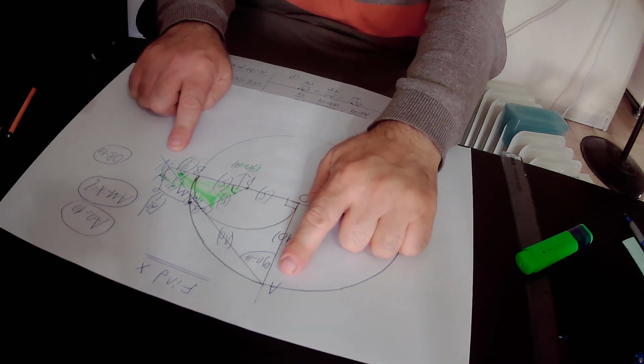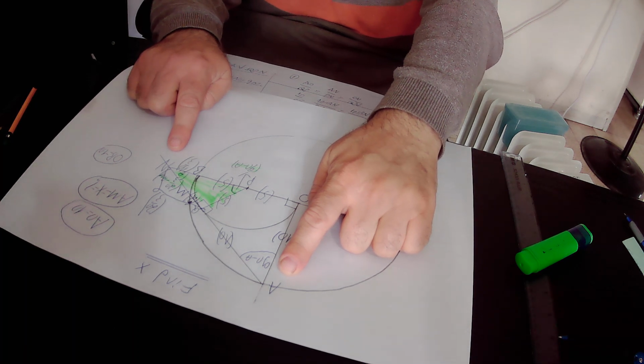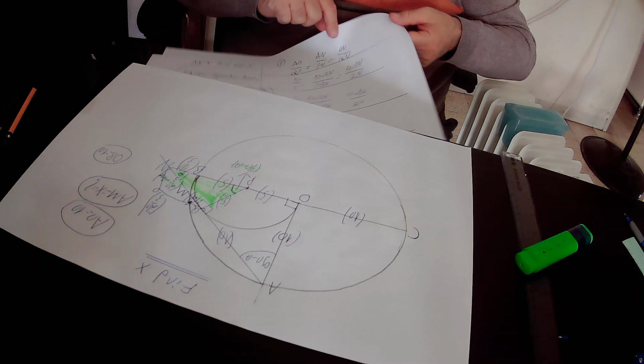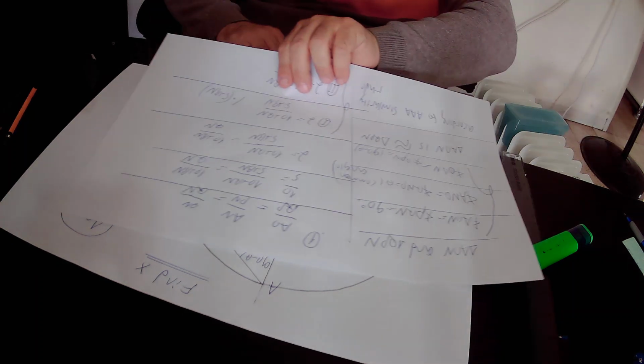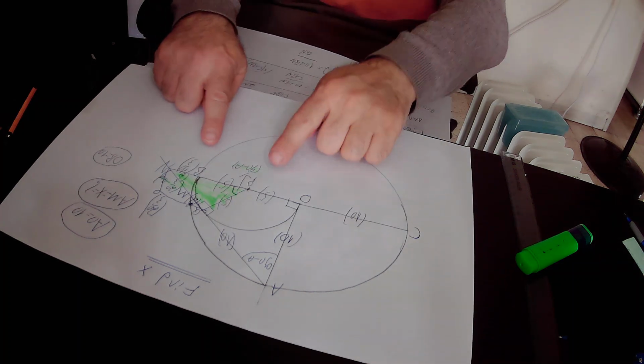AN equals AQ plus QN. That is to say, AN equals AQ, that is 10, plus QN. So in total, AN equals 10 plus QN. Repeat again, AN equals 10 plus QN over PN. What is the length of PN?